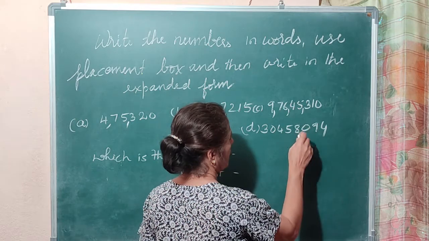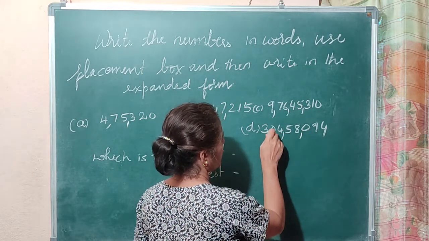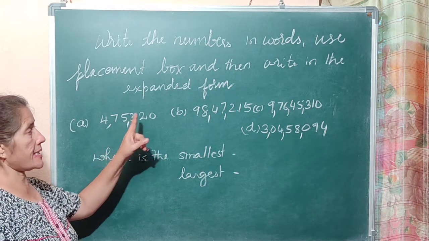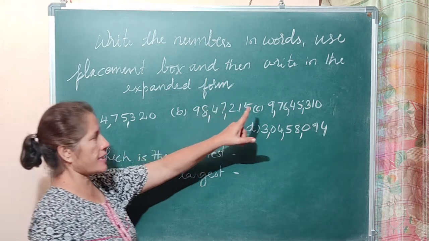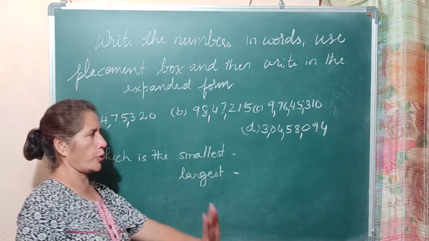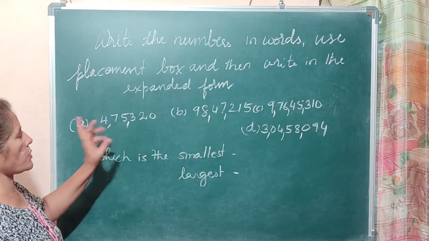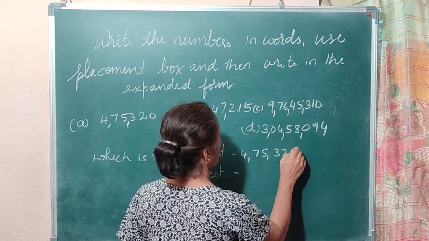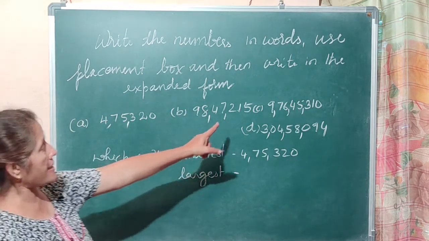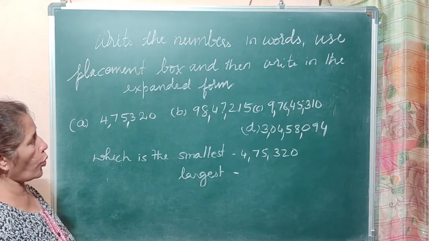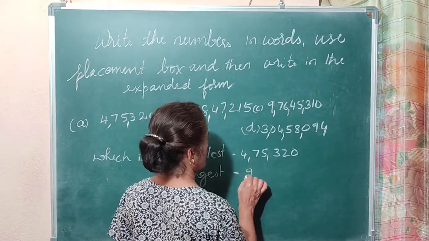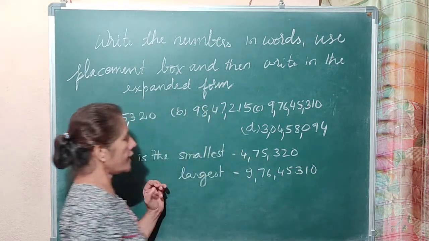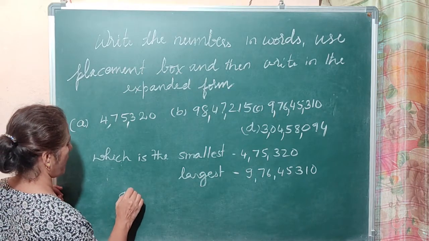Let us go to the last one. So, this is 4 lakh. This is 98 lakh. This is 9 crore. This is 3 crore. So, which is the smallest? Smallest is this one only, 4,75,320. Which is the largest? Largest is this, 9 crore 76 lakhs 45,310.